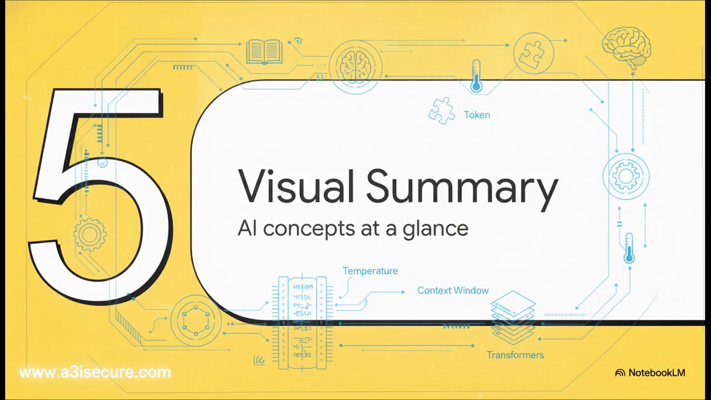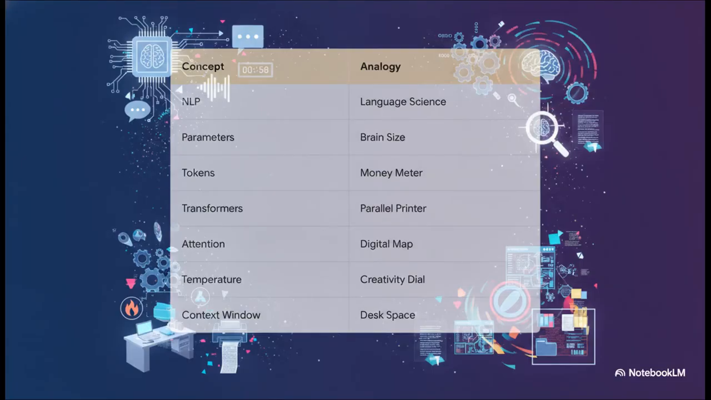And that brings us to Section 5, our AI Concepts Visual Summary. So here is your ultimate cheat sheet, summarizing every single technical term we've covered with its easy-to-remember real-world analogy. We kicked off with NLP, the science bridging human and machine language. We looked at parameters as the sheer size of the AI's brain, and tokens as those Lego bricks that act as a running taximeter. We saw how transformers finally ditched the old typewriter for digital parallel processing, with attention providing that secret sauce of context and focus. And finally, we learned how to use temperature as your creativity dial and how to manage your context window desk space.